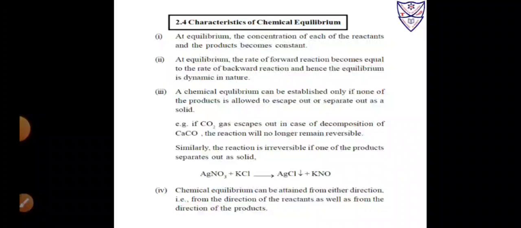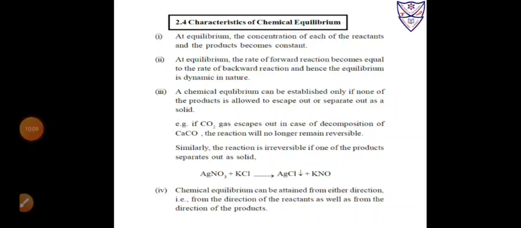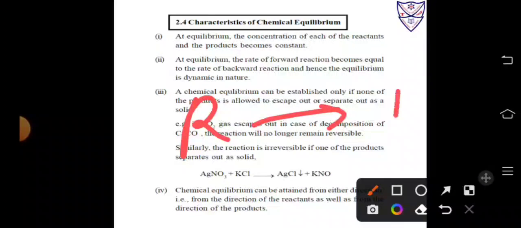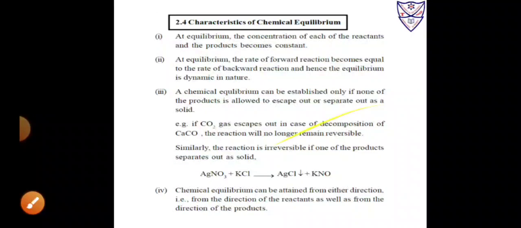The next point is another characteristic: chemical equilibrium can be attained from either direction, that is, from the direction of the reactants as well as from the direction of the products. Equilibrium means the reaction comes from reactant to product or from product to reactant. This is called chemical equilibrium.